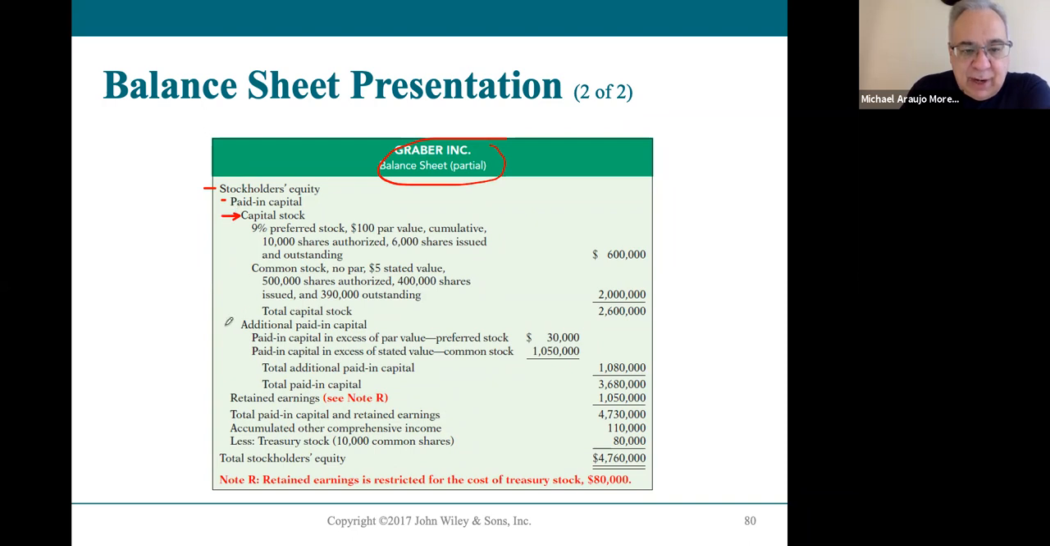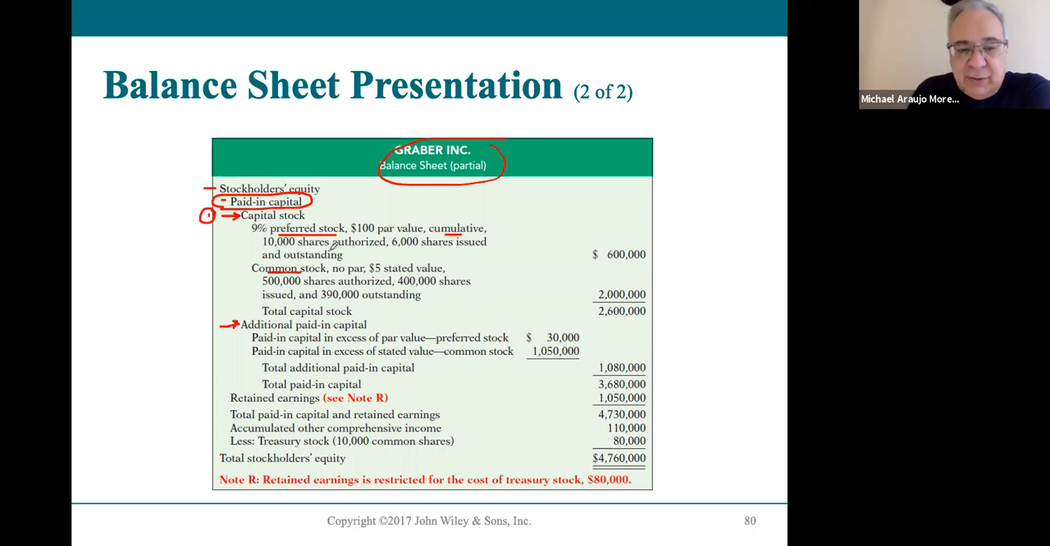Notice they have capital stock and additional paid in capital sort of listed as two categories of paid in capital that we looked at on the other slide. So first things first, capital stock. What's their capital stock? Well, they have preferred stock. Preferred stock, if a company has it, is always going to be listed first. Common stock will be listed after that. Again, not everyone has preferred stock. So a lot of times the capital stock will just start with common stock. That's it. But in this case, this company has 9% preferred stock, $100 par value, cumulative.